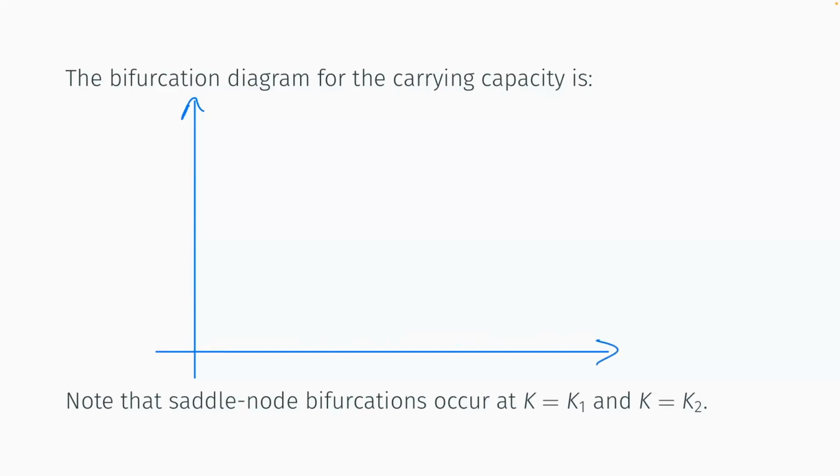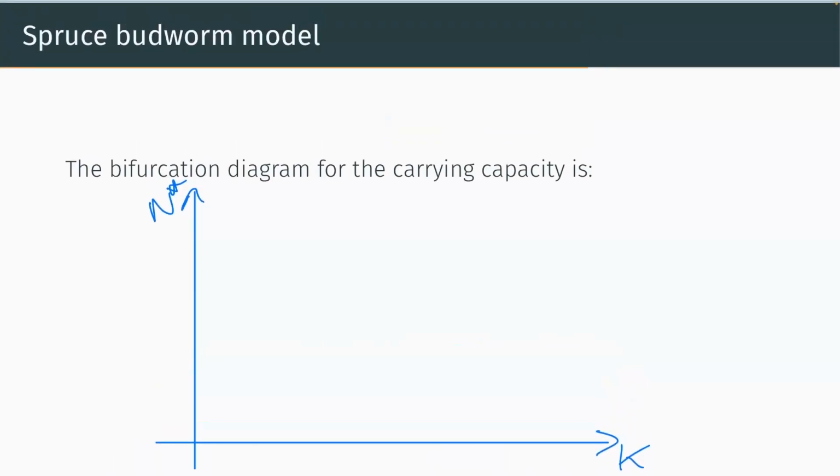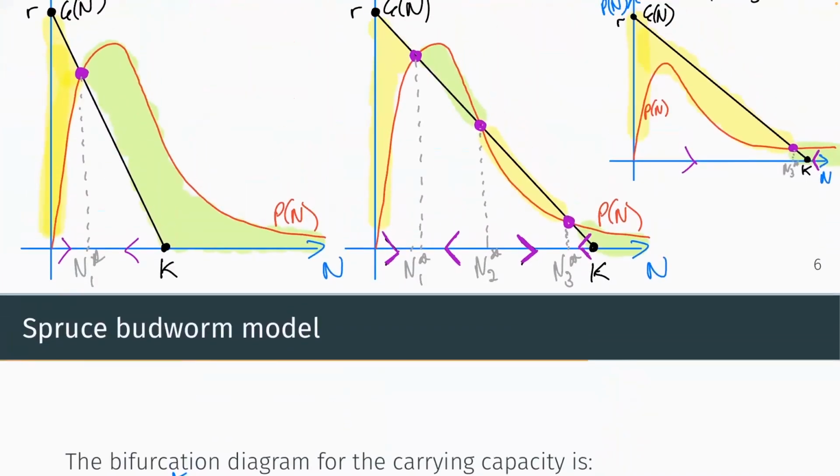Here we're going to be varying our parameter K. This is the carrying capacity for our budworms. This is telling us something about the resources available for our budworms as those vary. And we want to plot our N star. What does this look like? Well, we have three equilibria here.